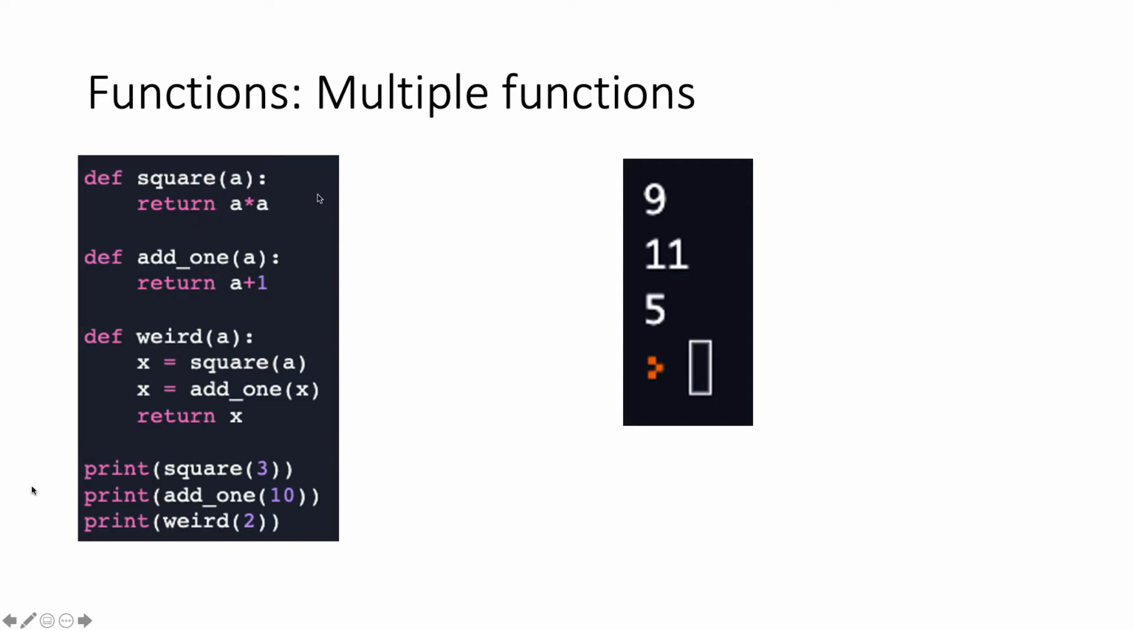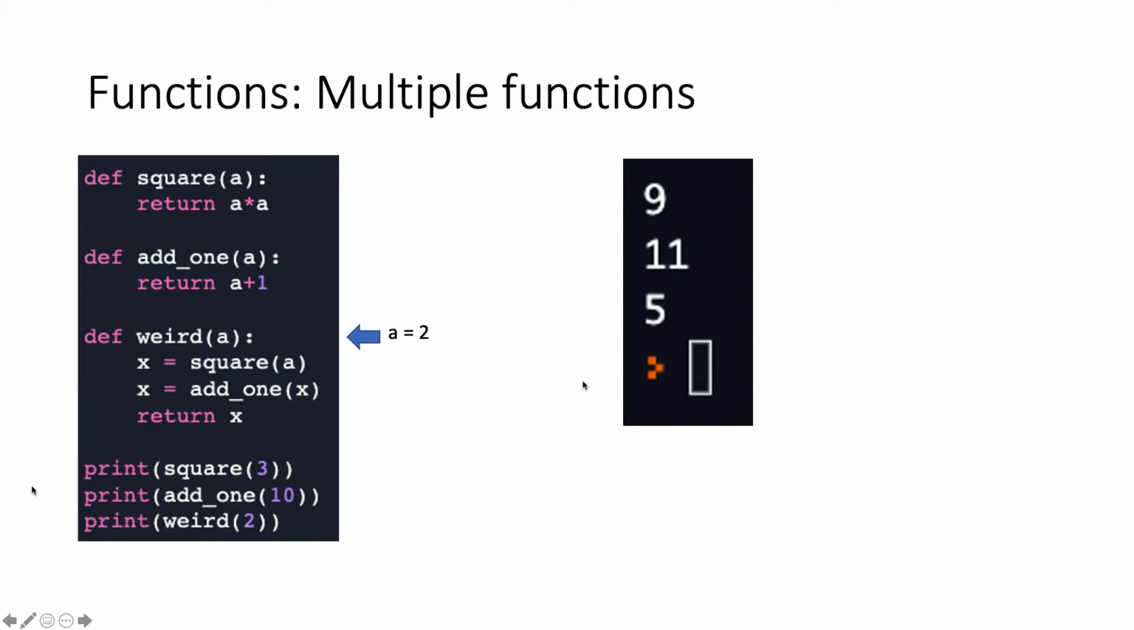So for example, I can define a square function that returns the parameter squared, right? I can define an add1 function which returns the parameter plus 1, and then I can have functions called functions as well. So in this case, if we print square of 3, it's just going to print 9. We print add1 of 10, it's going to print 11, right? But if I print weird of 2, what does that do?